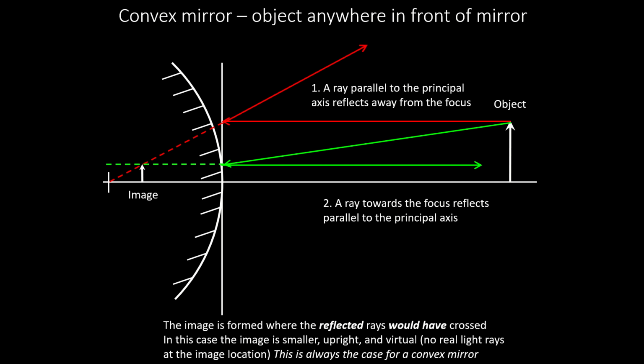So in this case, it's smaller, upright, and virtual. There's no real light rays crossing in that image location. And that's always the case for a convex mirror. No matter where you put the object in front of the mirror, you're always going to have a smaller, upright, virtual image. The ray diagram will always look like that. It's just that second ray, the green ray, might change a bit depending how close. So the image could get a little bit bigger or smaller, but it will always be smaller than the object and upright and virtual. All right, so those are the four main cases of ray diagrams that you might need to draw.